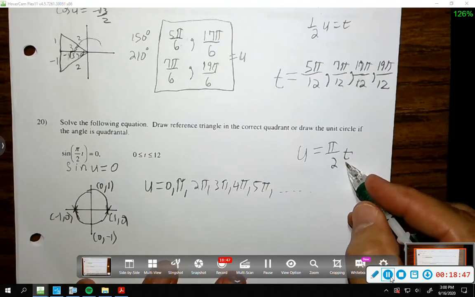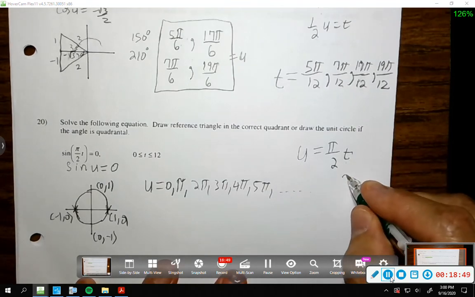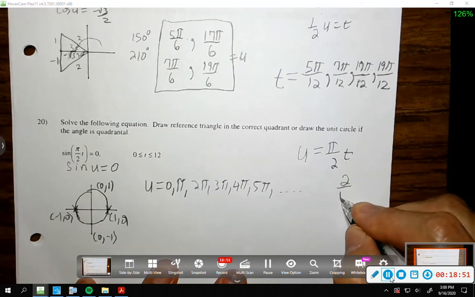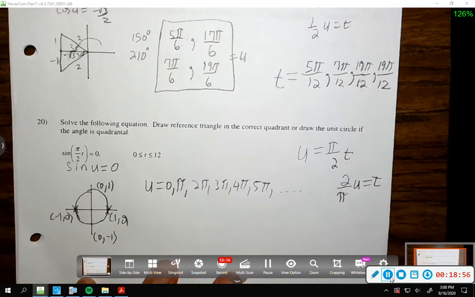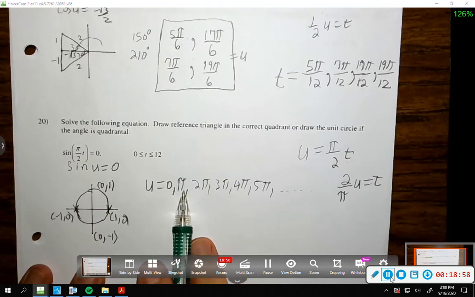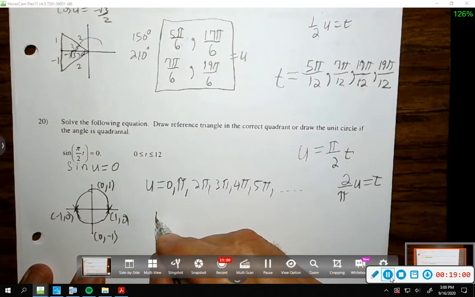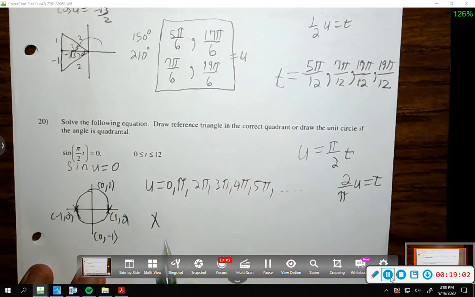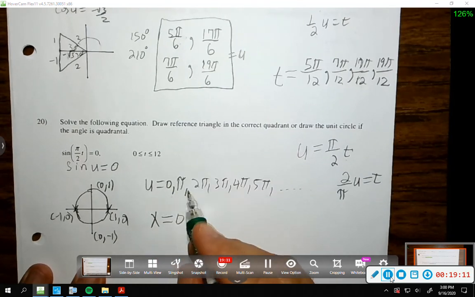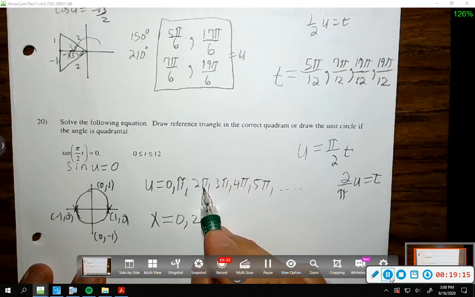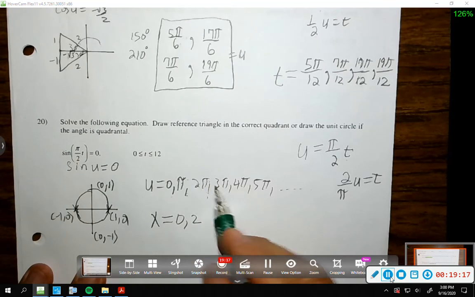To solve for t, I'm going to take each u and multiply it by 2 over pi. So each one of these, the pi is going to cancel out when I solve for x. Right? If I multiply this by 2 over pi, the 2 is going to cancel. So 0 times 2 over pi is still 0. But multiply this by 2 over pi. Pi cancels, it's 2. Multiply this by 2 over pi. Pi cancels, 2 times 2 is 4.